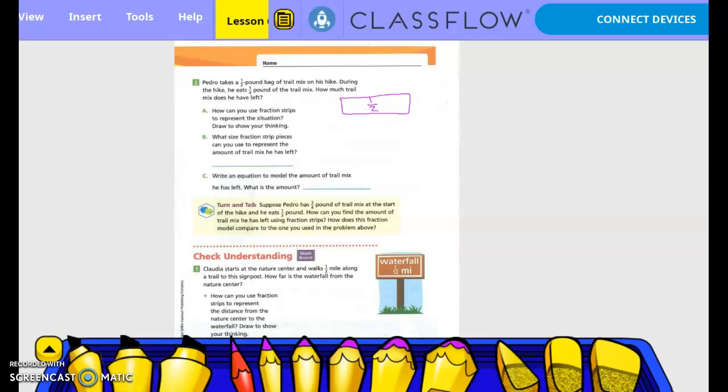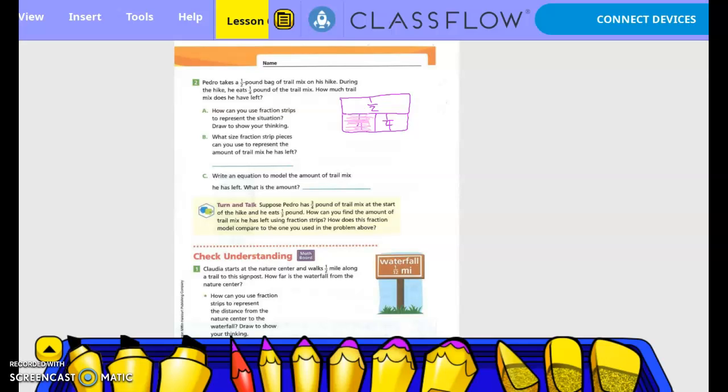4, right? Okay, so how many fourth size pieces does it take to get 1/2? 2, right? So to get 1/2, it takes 2 1/4 size pieces, correct? Okay, so he ate 1/2 of it, right? So if we shade this in, he's eaten that 1/4, right? Okay, so how much does he have left that he could eat?